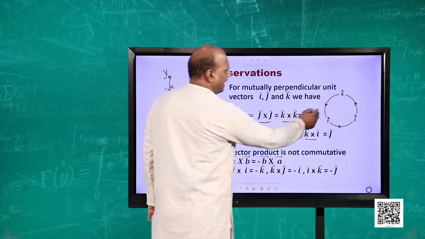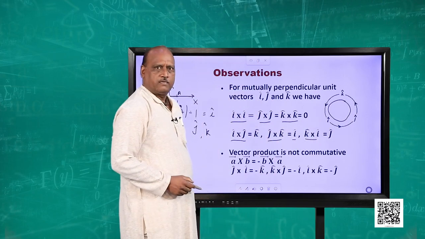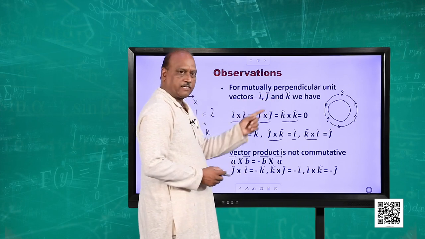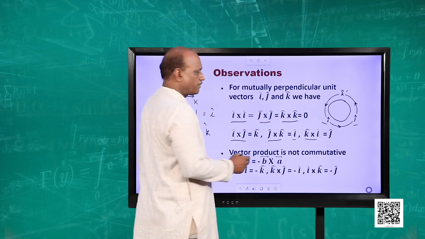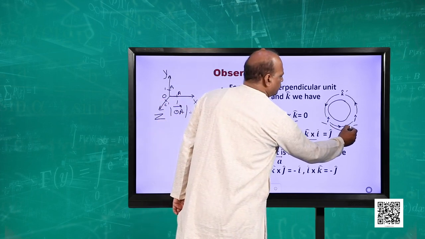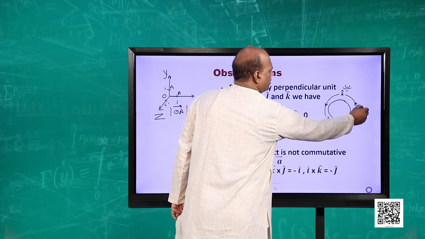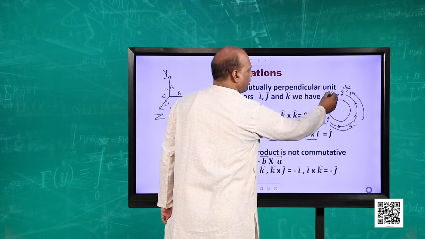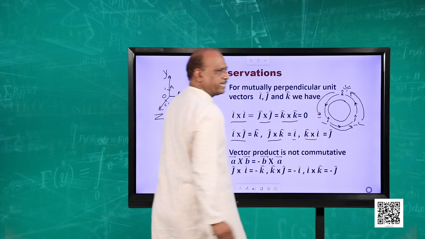In this cyclic figure of i, j, k, which we know very well, from i to j we have k cap, from j to k we have i cap, and from k to i we have j cap.